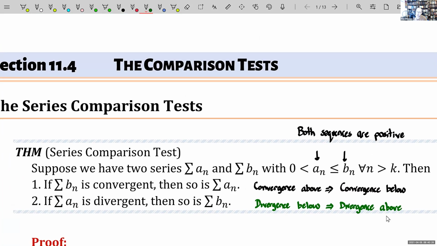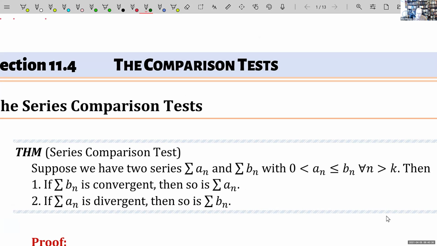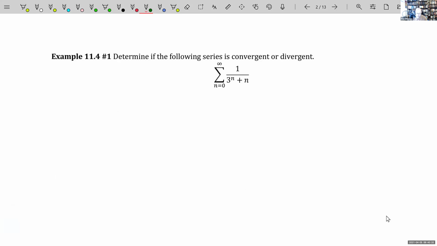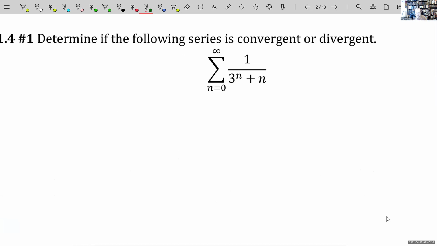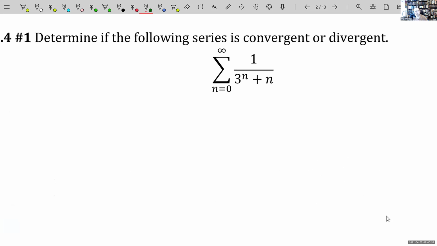I think what I'll do, because we just have 10 minutes and I want to showcase how these work, is skip the proof for right now. I do know this proof pretty well, but I'm going to go ahead and skip it and just do an example. So determine if the following series is convergent or divergent.